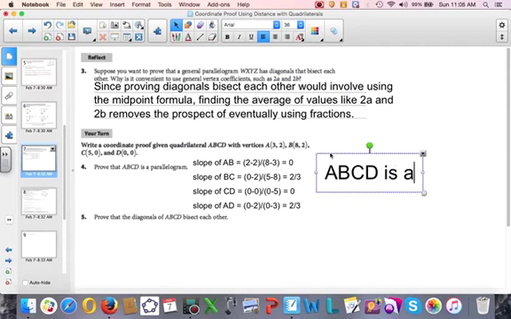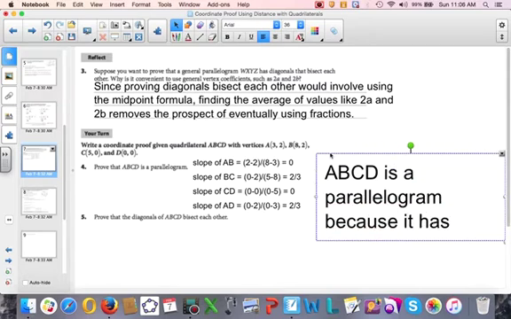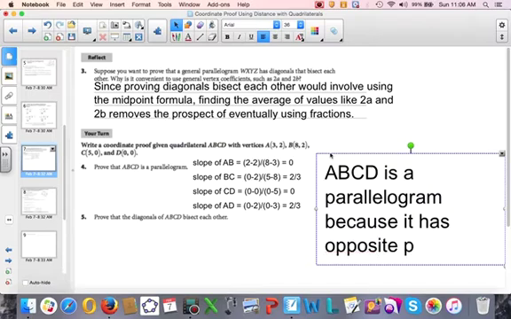So ABCD is a parallelogram because it has opposite parallel sides.